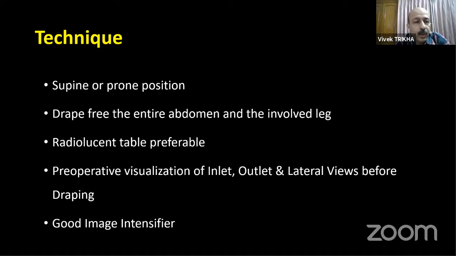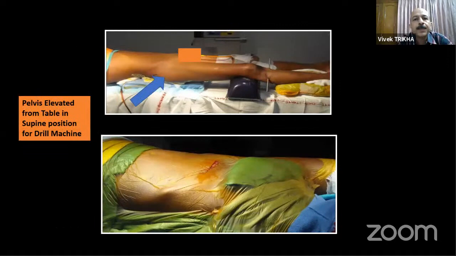Always and always before draping, see that you can get your outlet view properly as well as the lateral view. Many times it will happen that you just scrub in, and when you want to get the outlet view, the base of your OT table is hindering and you just cannot get the outlet view. So get that done before, and always use a very good image intensifier, preferably with 9 inches diameter, and beyond that, which is around 12 inches, that is going to help.